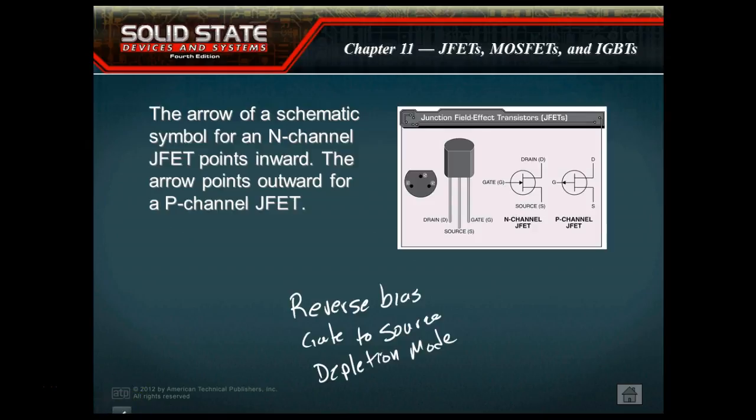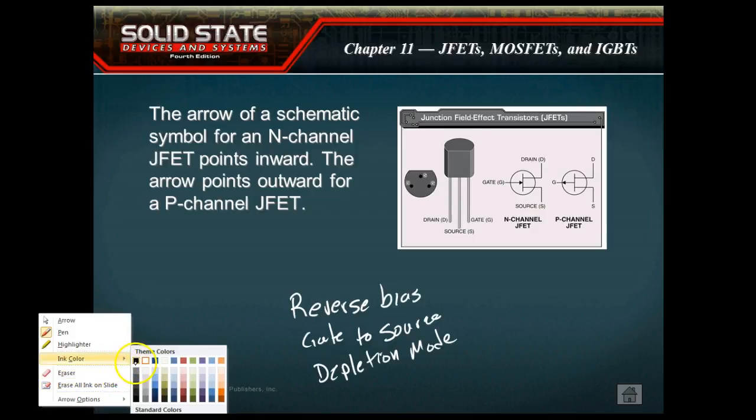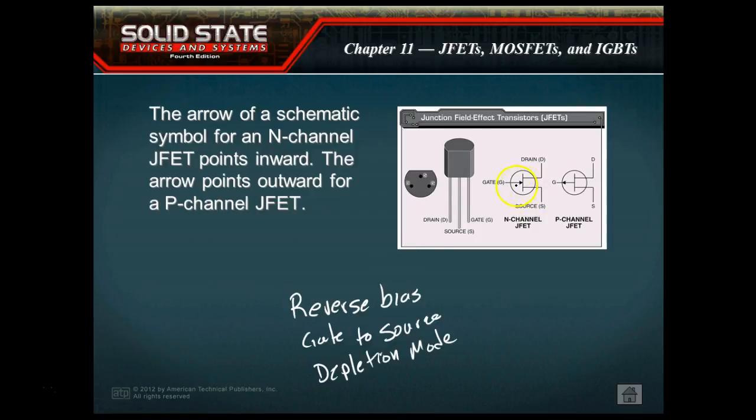So if we have an N channel, of course, reviewing again, the arrow points toward the N, just like on bipolar transistors. So this is pointing towards the channel. This is the channel. So this is an N channel JFET. Here the arrow is pointing away from the channel, so this is a P channel.